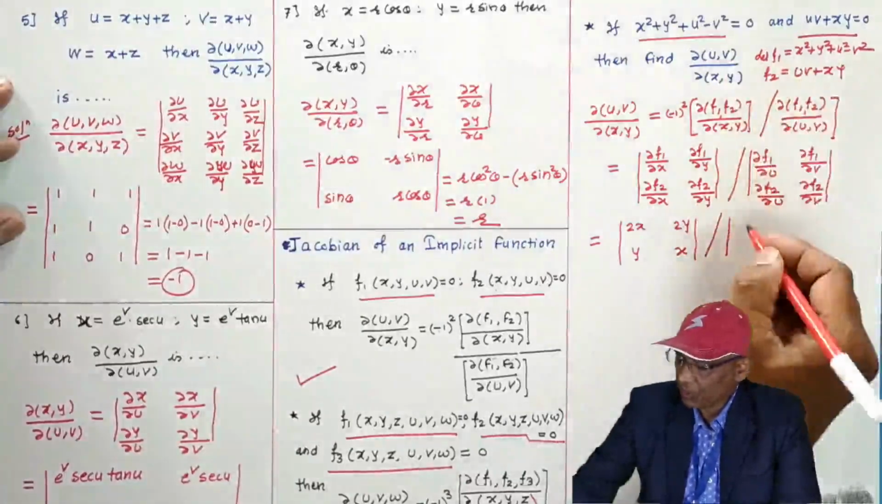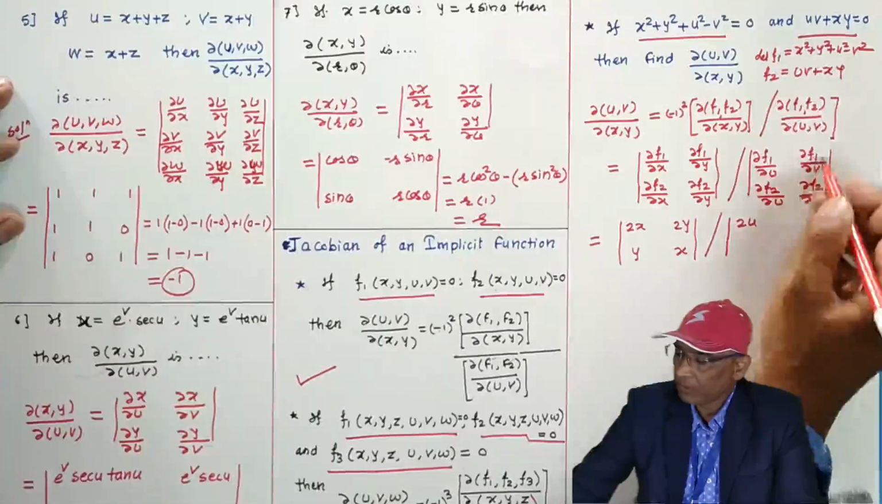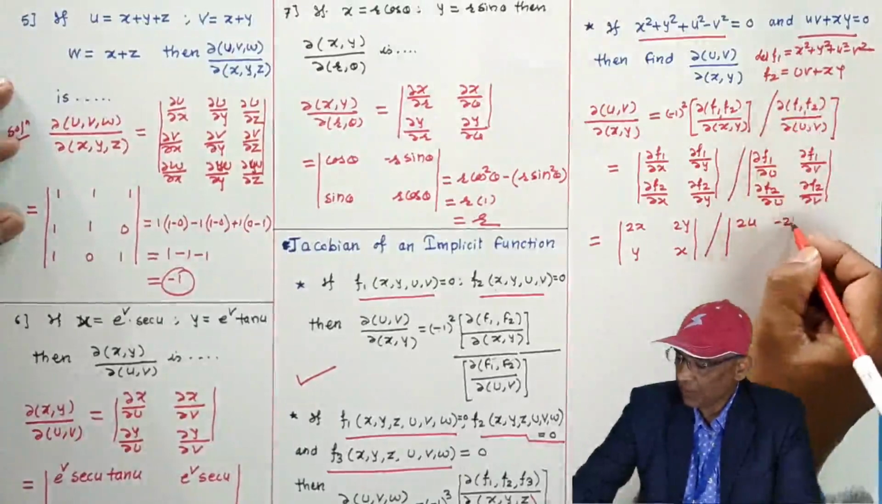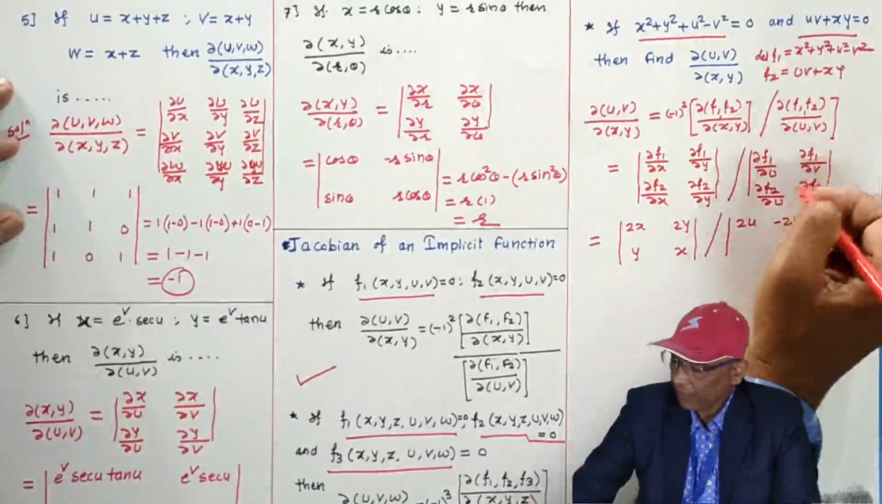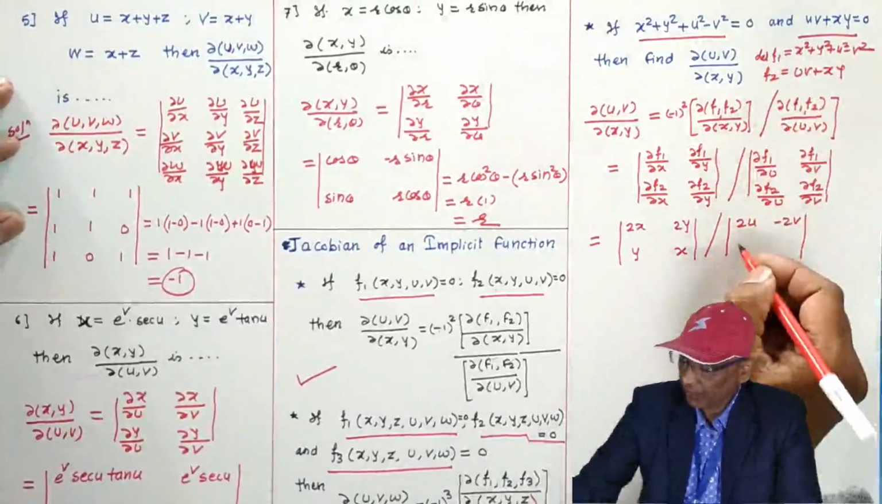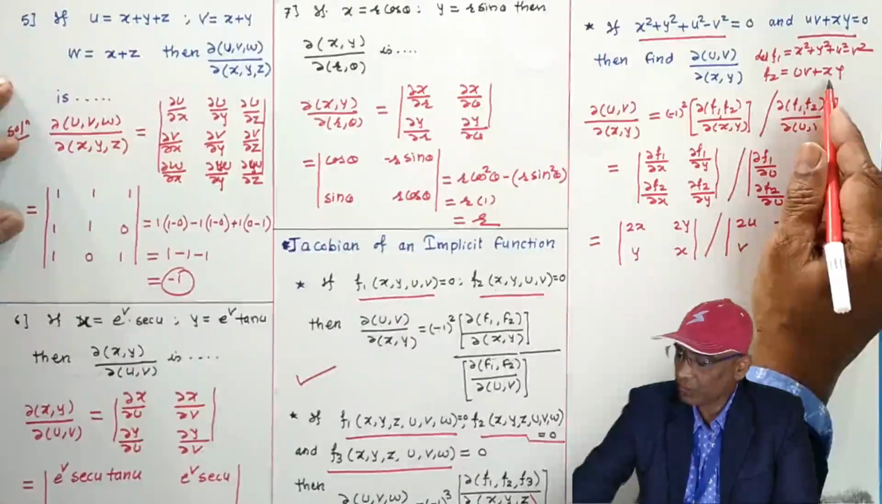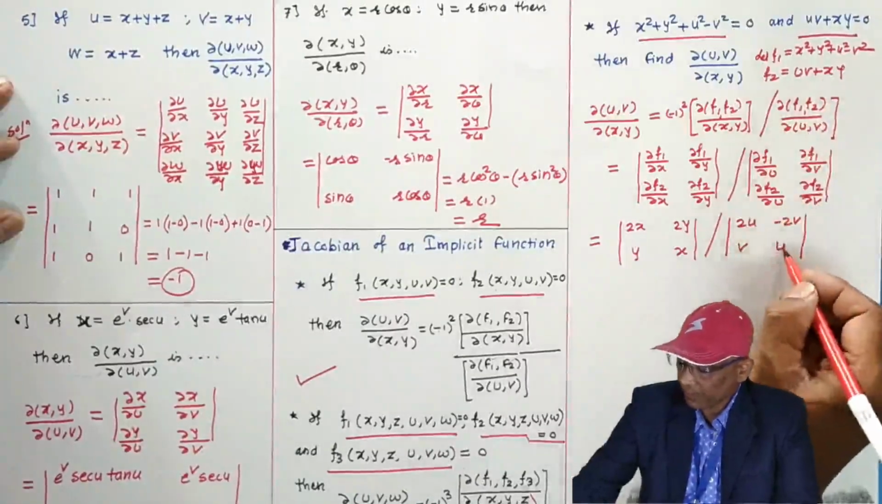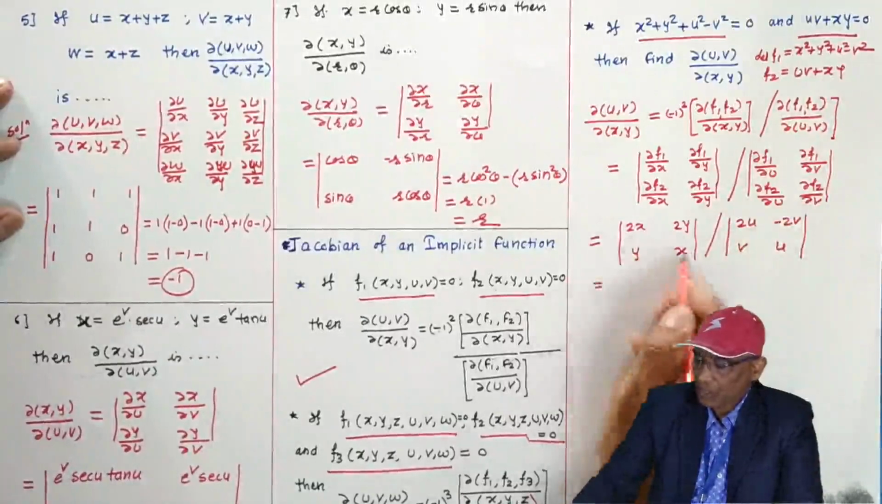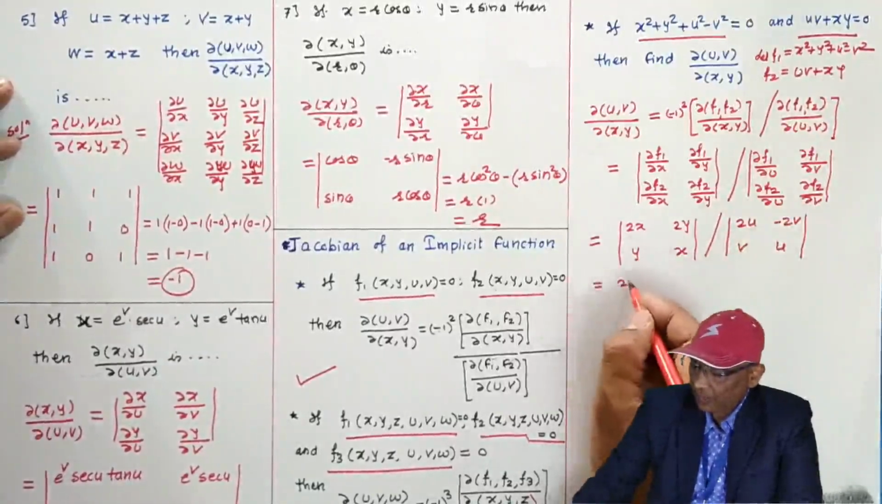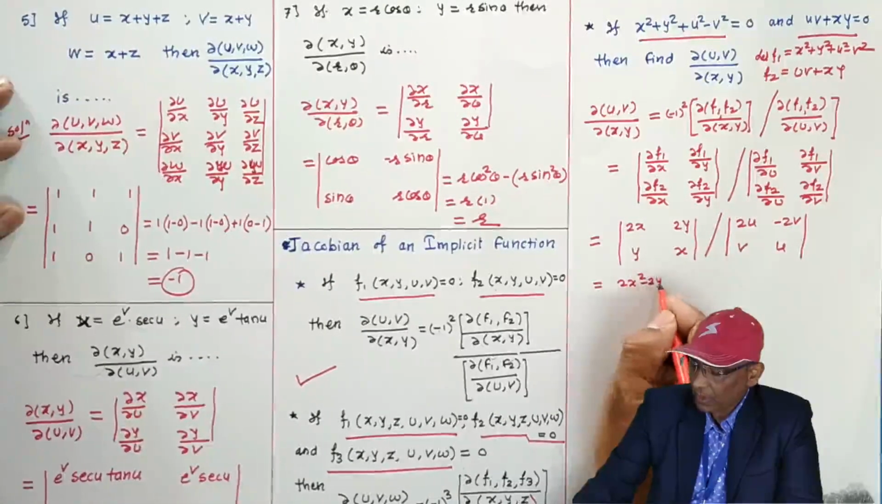Derivative of f1 with respect to u is 2u. Derivative of f1 with respect to v is minus 2v. Derivative of f2 with respect to u is v, and derivative of f2 with respect to v is u. Okay, now this determinant is of 2x square minus 2y square.